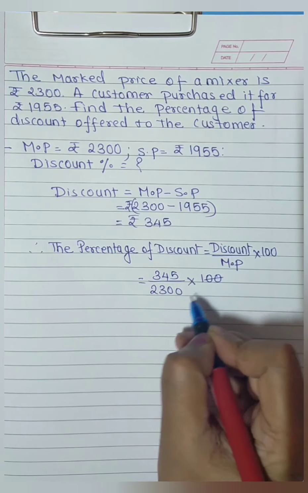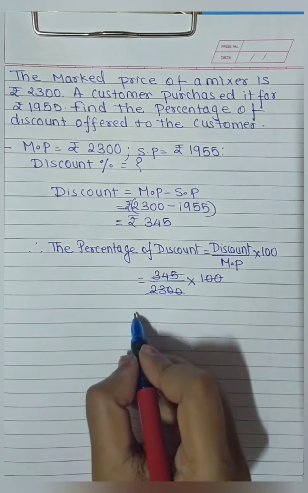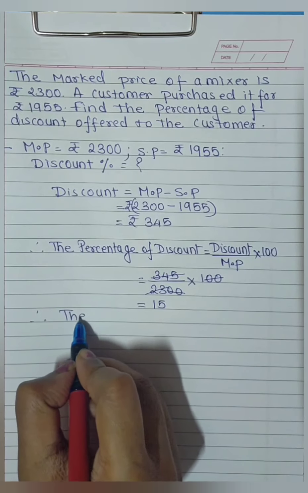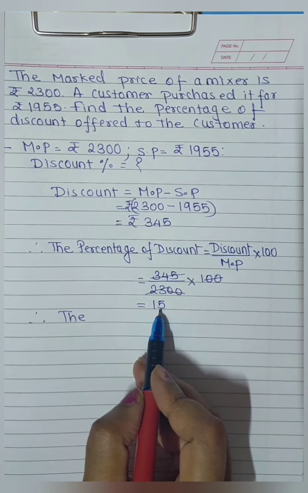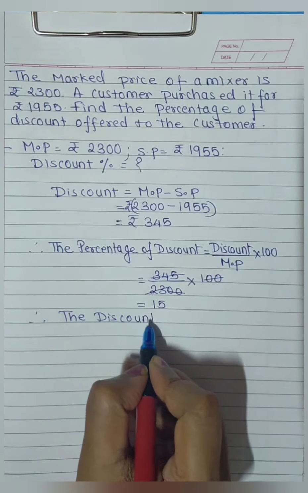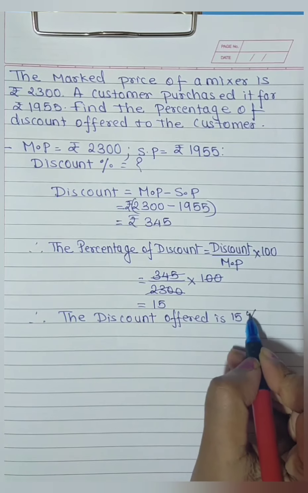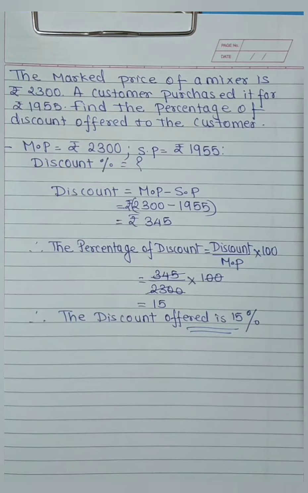Okay, when we cancel this 0 and divide 345 by 23, we'll get the answer 15. So the discount offered is 15%. This is our answer for question number 5. Now the next question we are going to solve. I hope you understood this.